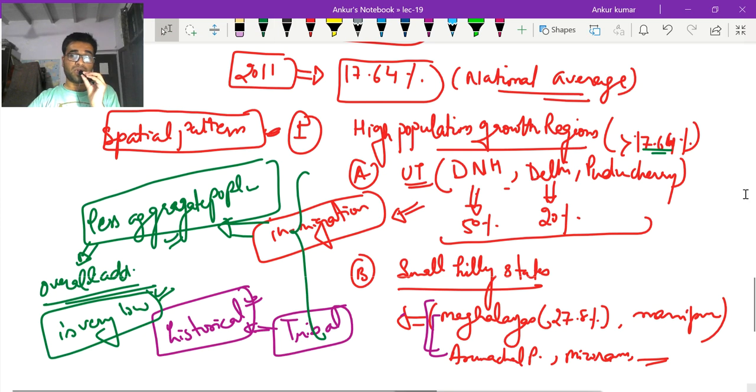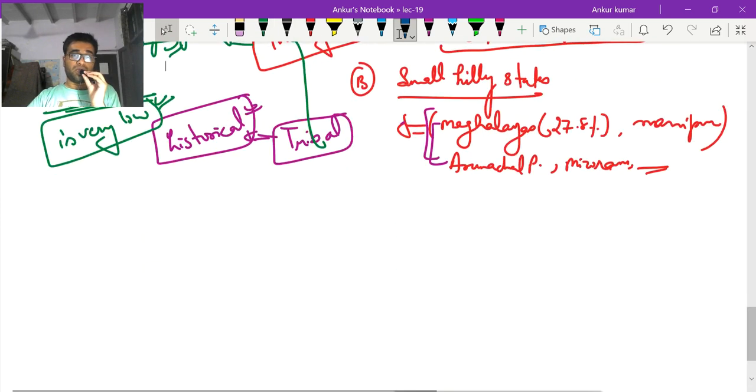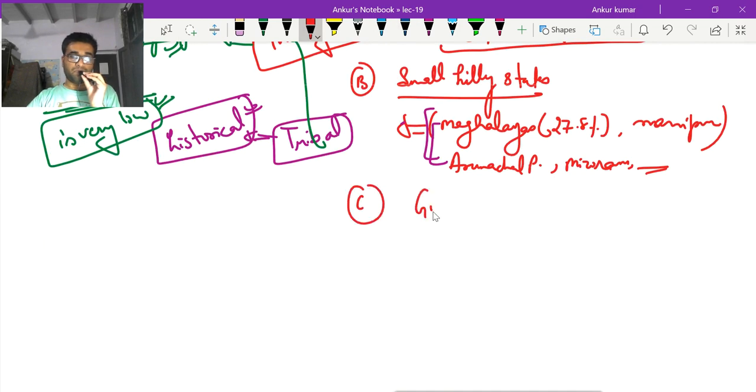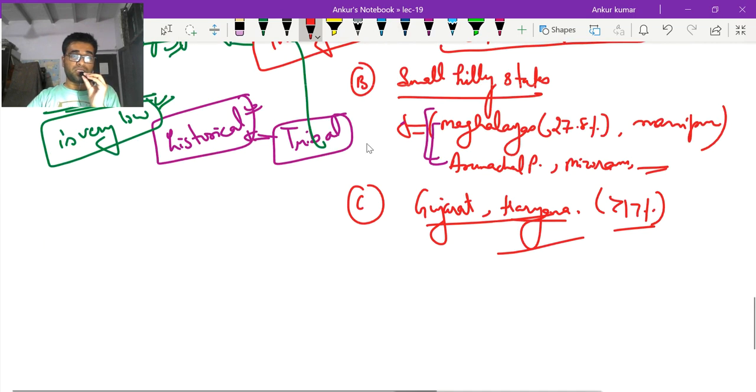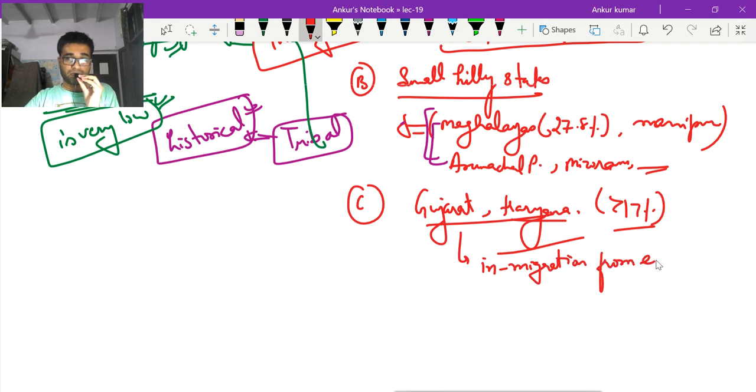But when you move on to states like Gujarat, again the C in this, where the population growth is more than 17.2%, for example Gujarat, Haryana. In these states the population growth rate is again more than 17%, but the main reason in these states is in-migration from eastern states. This is about Gujarat and Haryana.